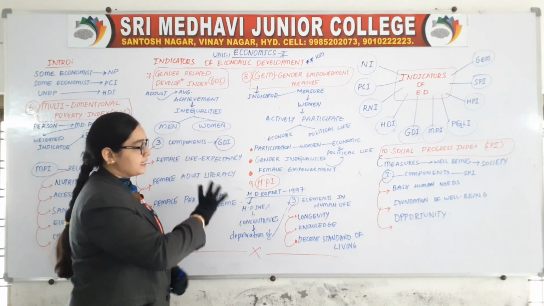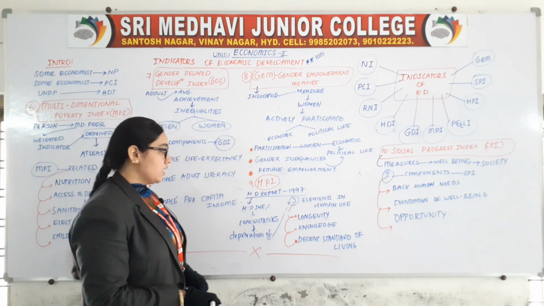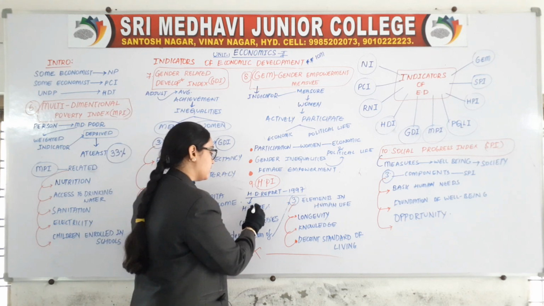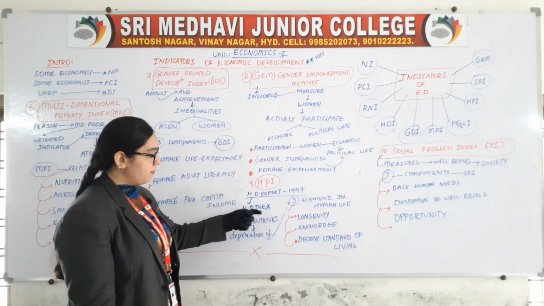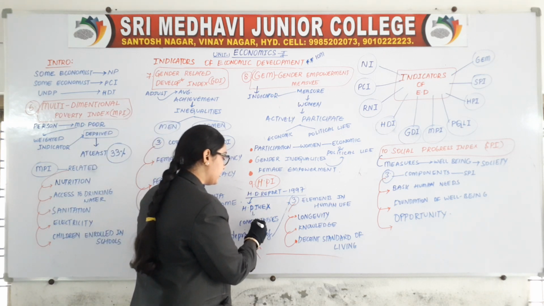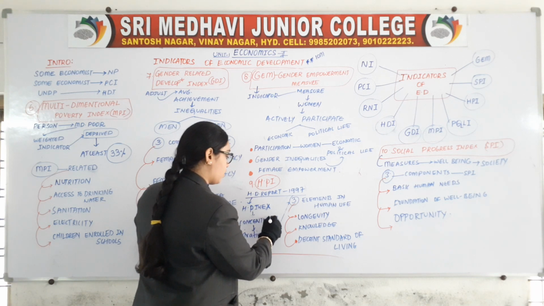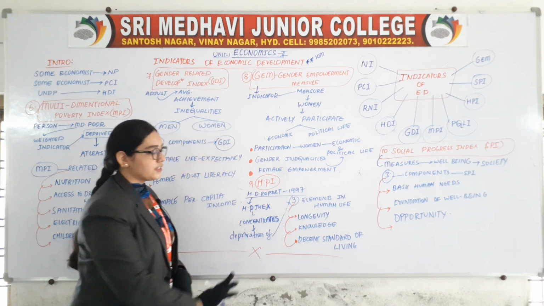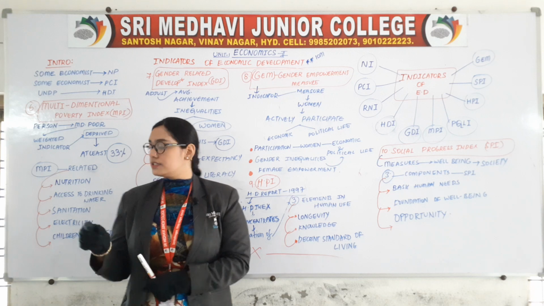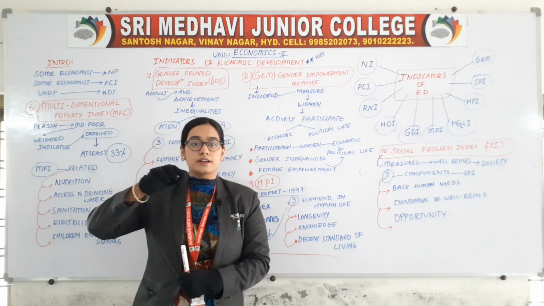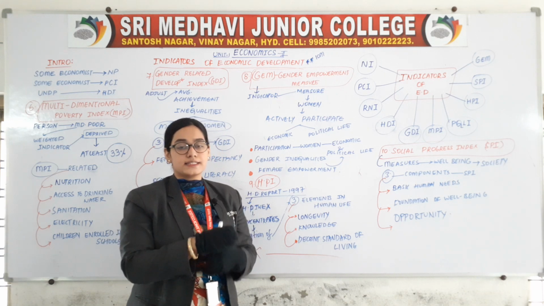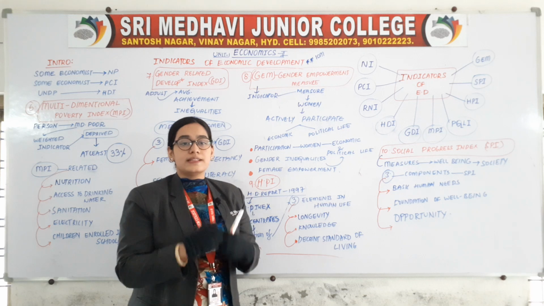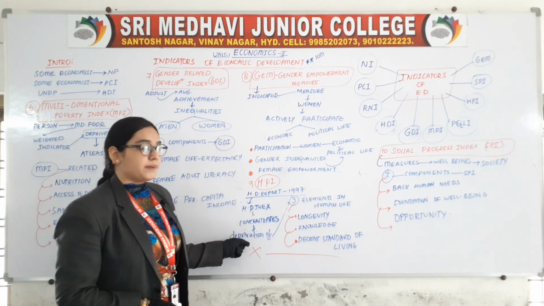Let us see what is the next side heading, that is HPI, Human Poverty Index. The Human Poverty Index concentrates on deprivation. Deprivation, I said the meaning just now over here, that is suffering, severe suffering, or not getting basic necessities, not able to enjoy the basic benefits of life, that is called deprivation.